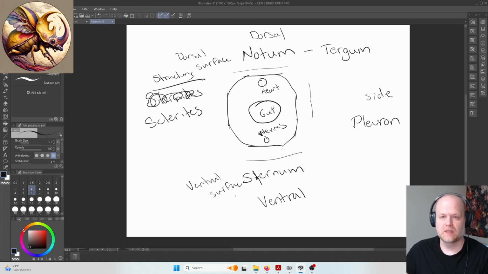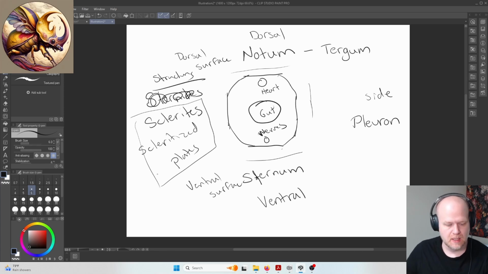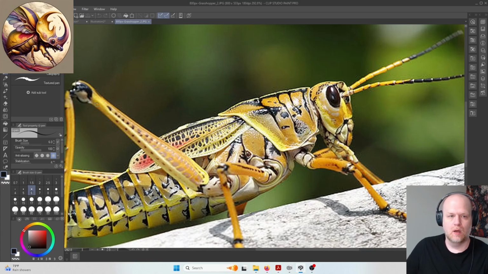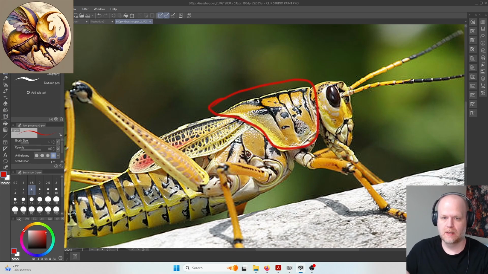So you have the sternites on the bottom, the tergites or the notites on the top, and the pleurites on the sides. They are called sclerites because they are sclerotized plates. And these are the plates that you see all over insect bodies. So if we go to a photo of this, you will see what I'm talking about. If you look at this grasshopper, all of these various plates. So this is the pronotal plate here. That's a sclerite.